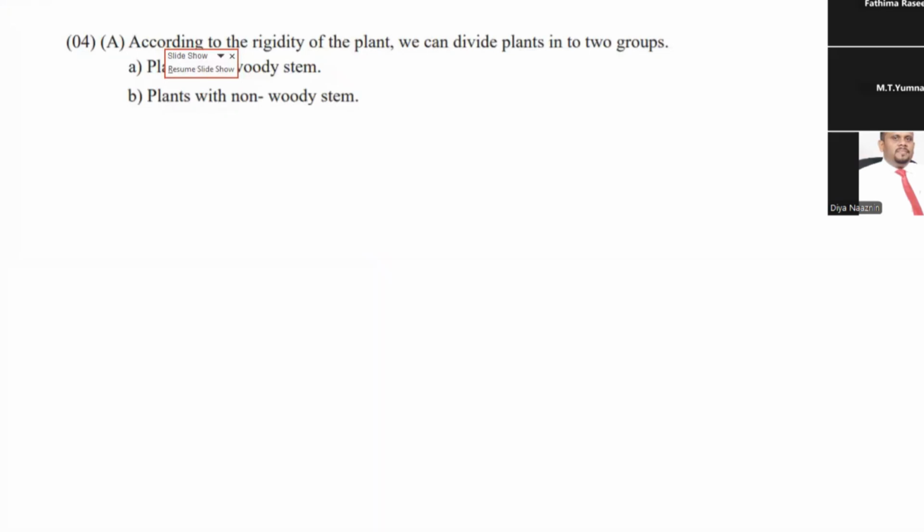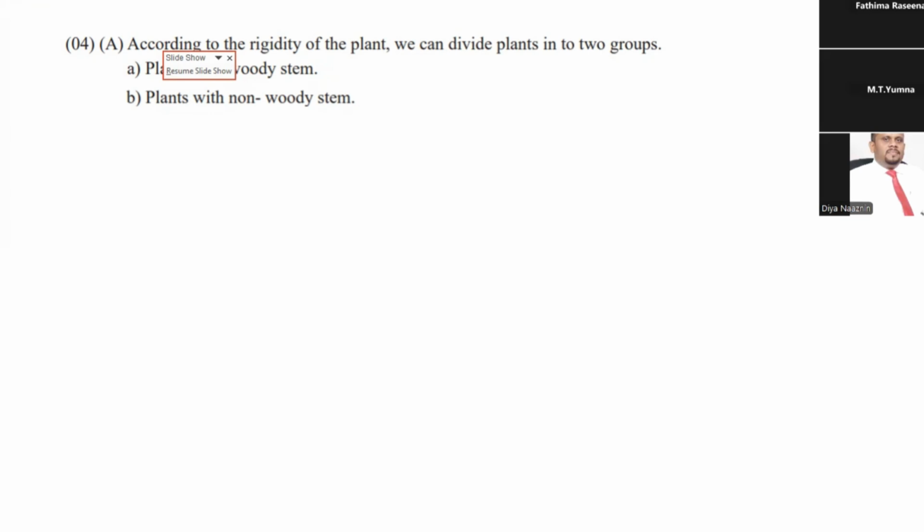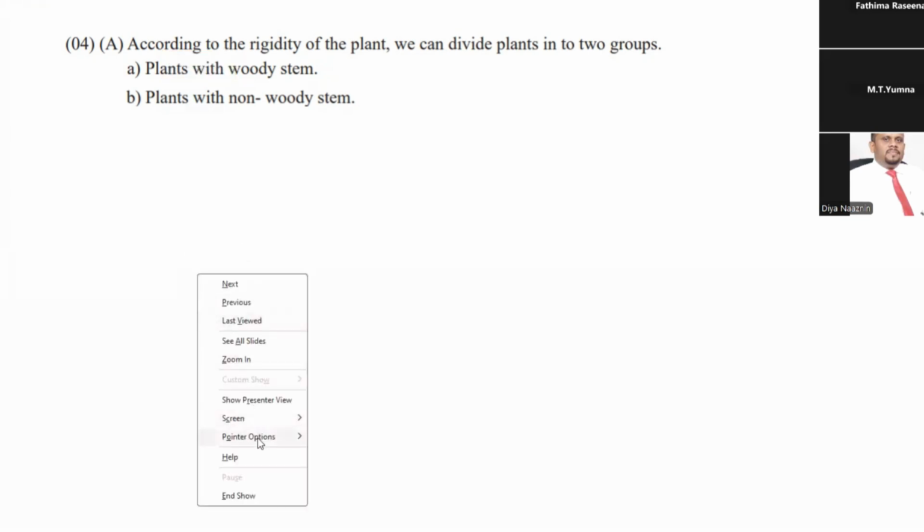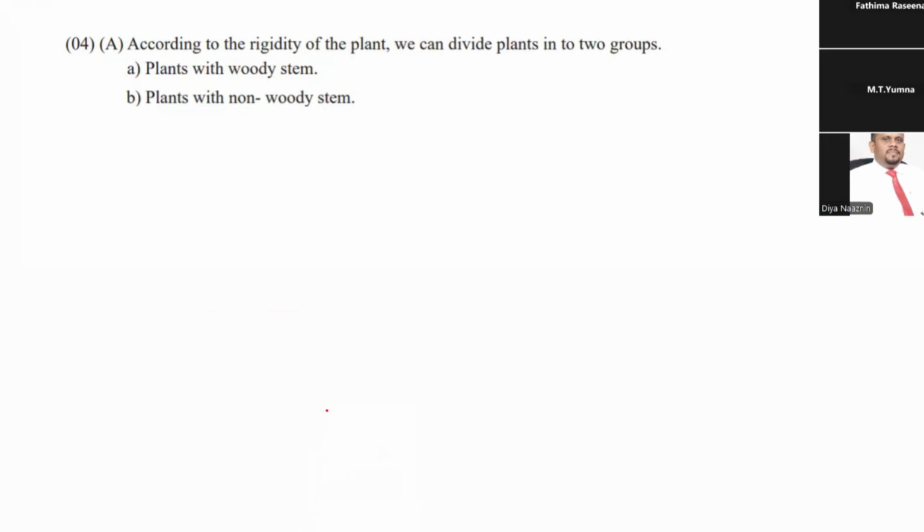Dia, can you read the fourth question, A part? According to the rigidity of plant, we can divide plants into two groups. A, plants with woody stems. B, plants with non-woody stems.